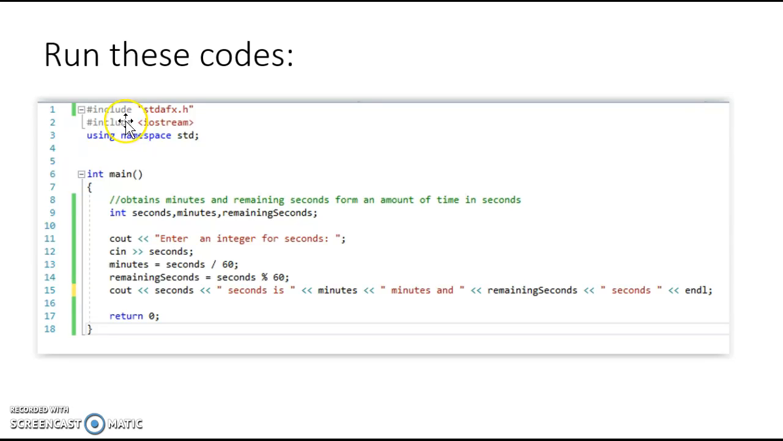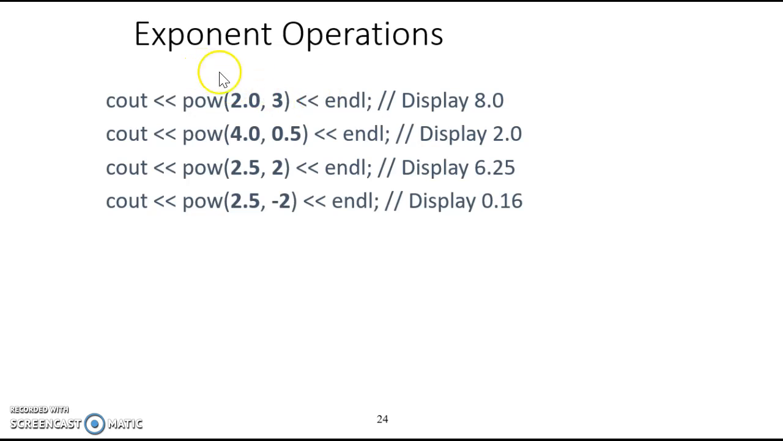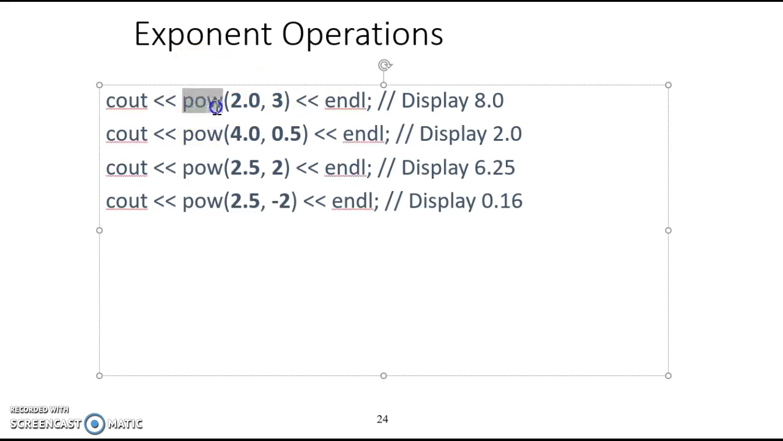And please type the code in Visual Basic. Later I will post a link. If you don't have Visual Studio, there is a free one. Please install that one. And just type the code, build and run to see what you get. This is an exponent. This POW is the function. So this is the base. This is the exponent.